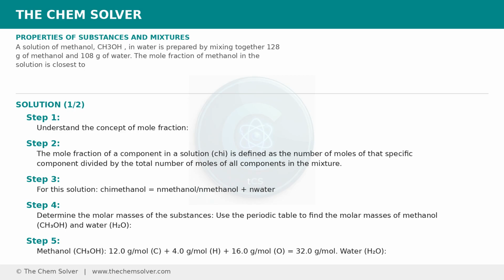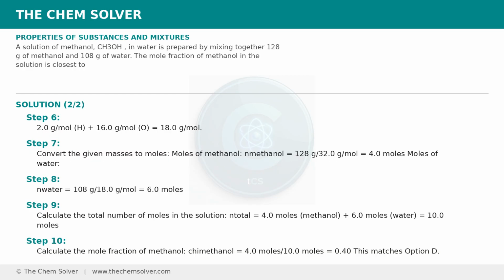Determine the molar masses of the substances. Use the periodic table to find the molar masses of methanol, CH3OH, and water, H2O. Methanol, CH3OH: 12.0 grams per mole C, plus 4.0 grams per mole H, plus 16.0 grams per mole O, equals 32.0 grams per mole. Water, H2O: 2.0 grams per mole H, plus 16.0 grams per mole O, equals 18.0 grams per mole.